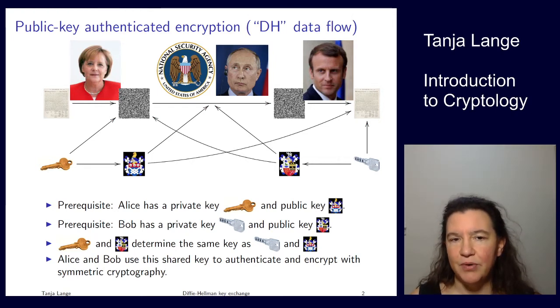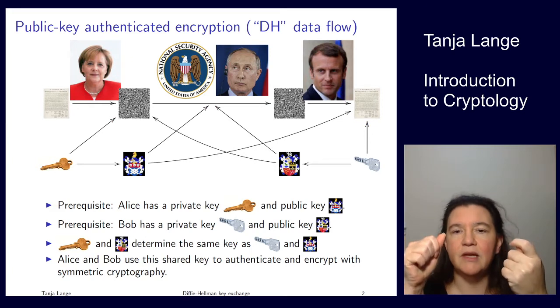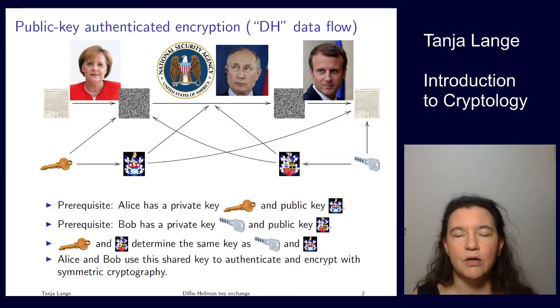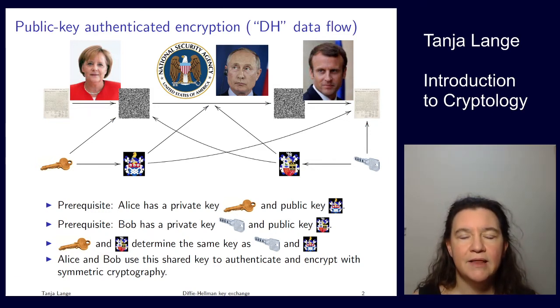So Alice has a private key and a public key, and Bob also has a private key and a public key. And as you can see from the diagram here, all these four keys are going to be involved in sending a message from Alice to Bob. Now, Eve in the middle only sees the public keys. She doesn't have access to the secret keys, but Alice has her secret key and Bob has his secret key. Now, this exchange will work if one can combine the keys in a certain way.